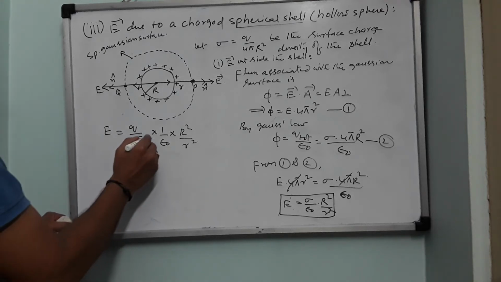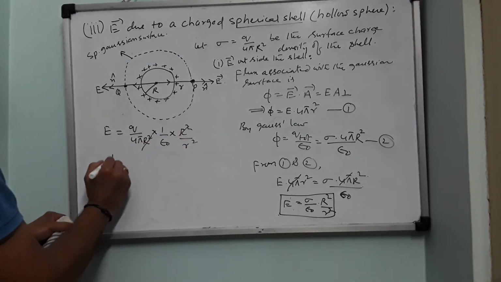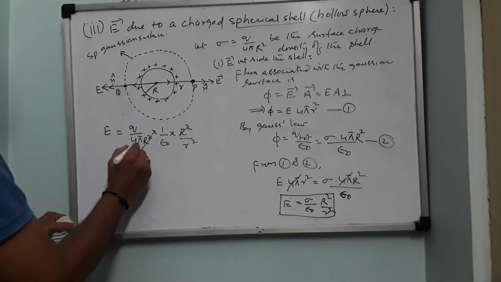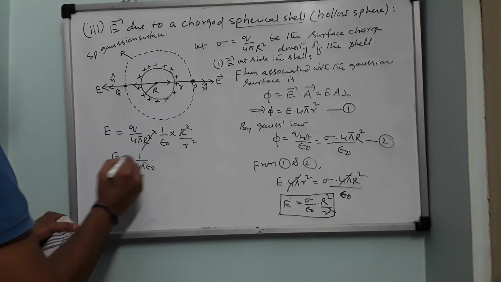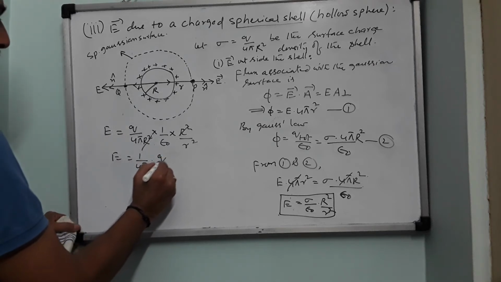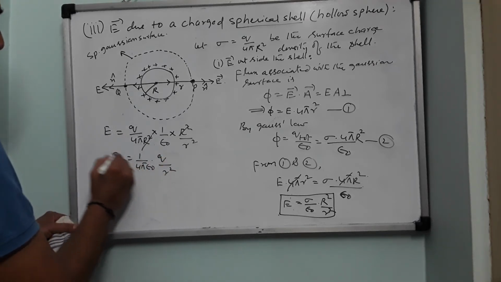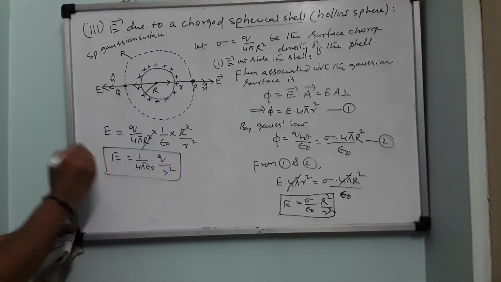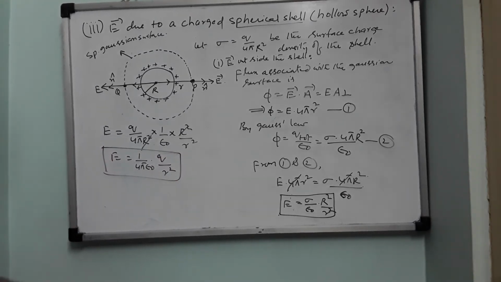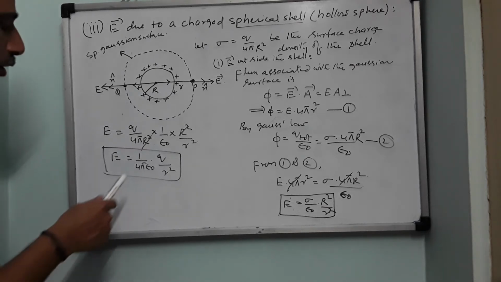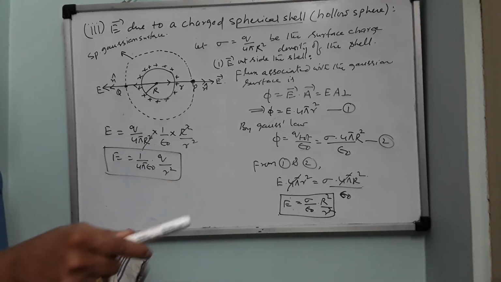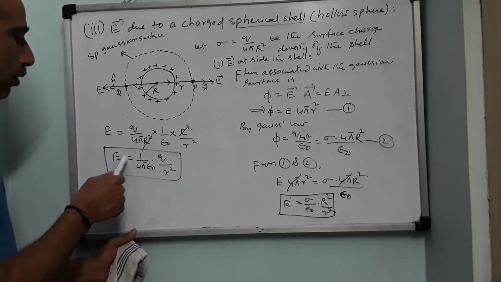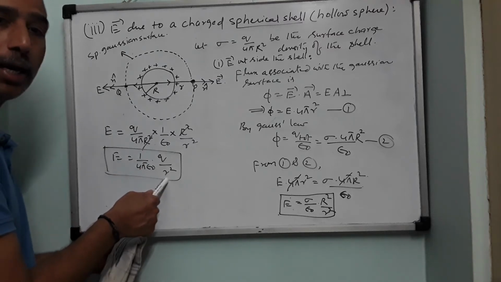Now you can see that capital R square can be cancelled. You will get E equals 1 by 4 pi epsilon naught into, in the numerator Q is there, in the denominator R square is there. This is the expression we obtained for electric field due to a point charge, where Q is a point charge. If Q is a point charge, electric field at a distance R from the point charge is E equals 1 by 4 pi epsilon naught into Q by R square.